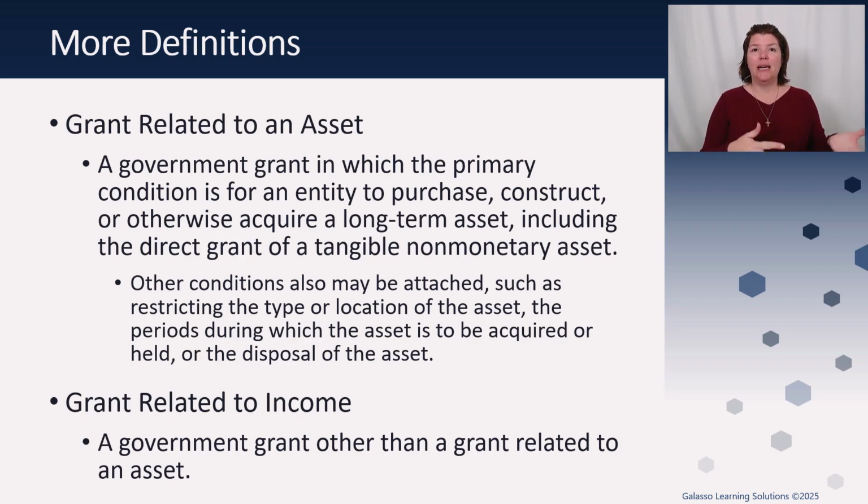So while you did get income, it was specifically for the use of purchasing or building a building. In that scenario, there could be certain conditions attached to it, but it's still going to be a grant related to an asset. On the other hand, a grant related to income is everything that's not related to buying or acquiring an asset. So again, they're trying to differentiate between the two. We will get different recognition guidance.